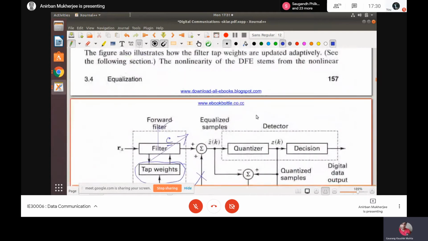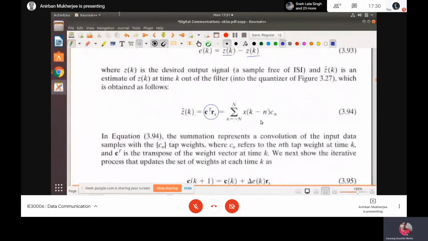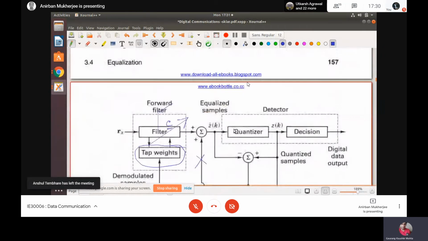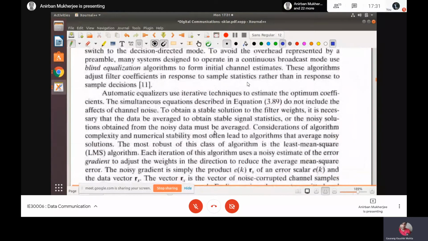Now let us see what my Z hat k is. Z hat k is C transpose Rx. If I represent it in vector form, this is my filter coefficient vector, C transpose times Rx, that means the summation of C_n Rx. That is an FIR filter.